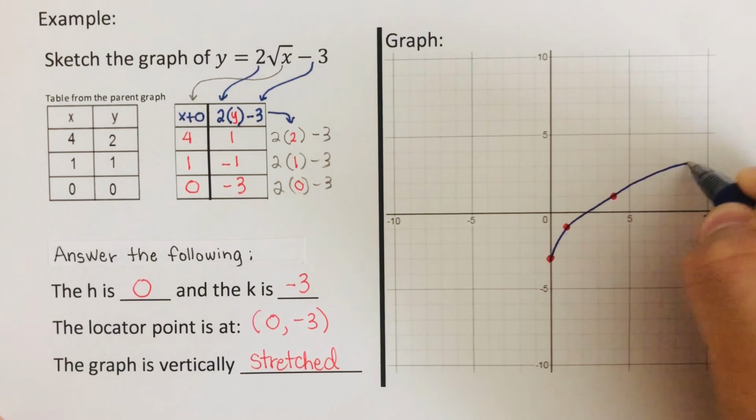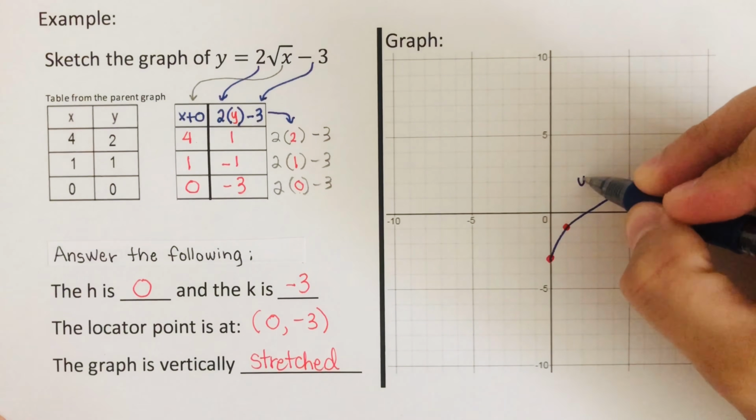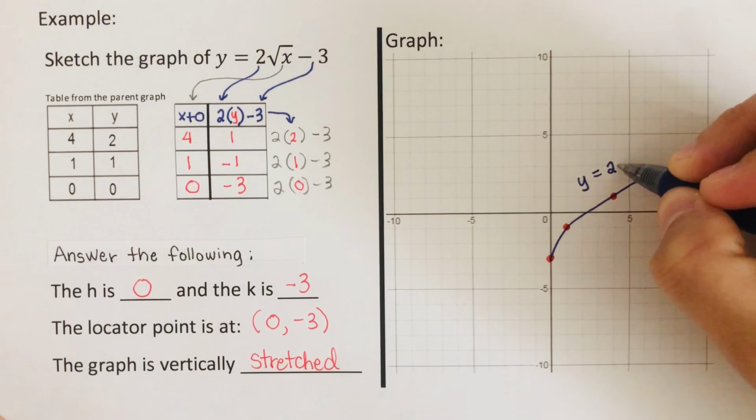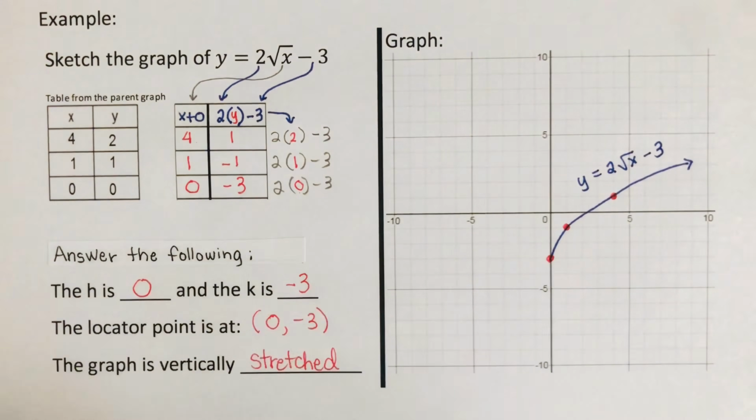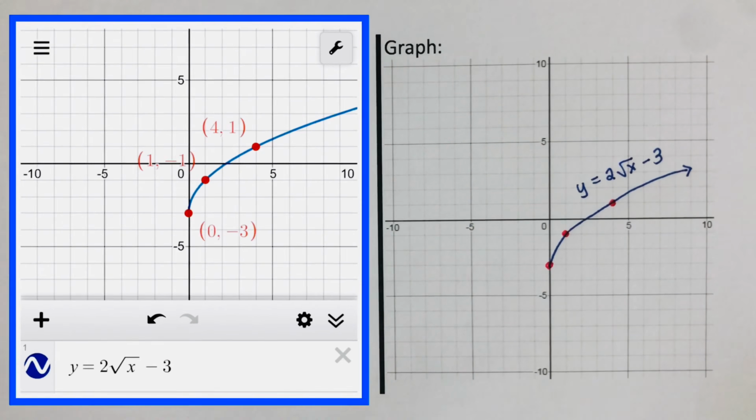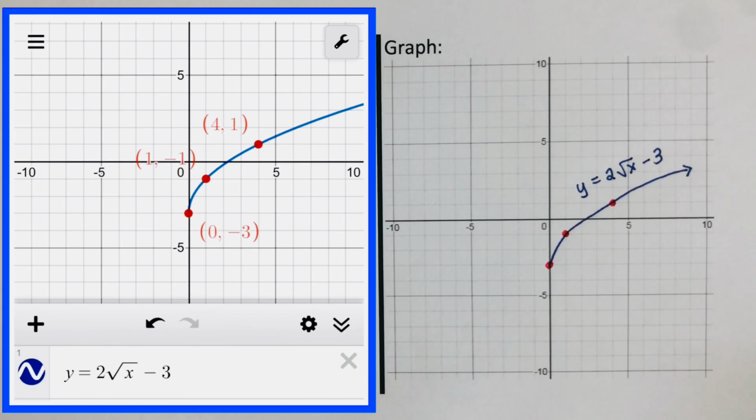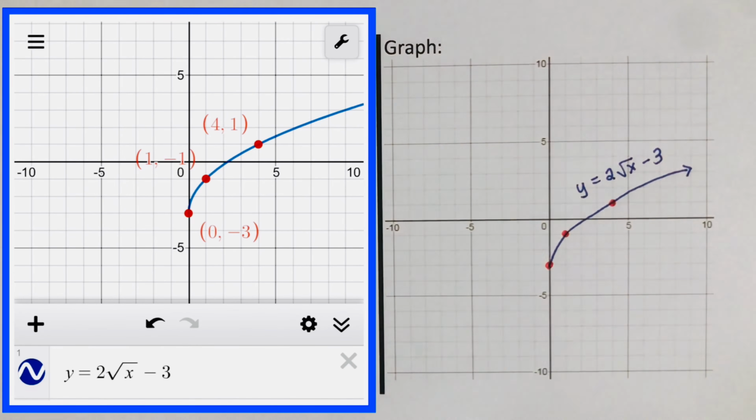I'm just going to write the graph right there, and I'm going to label this as y is equal to 2 square root of x minus 3. So this is the graph for this equation right here. You will see on the side the Desmos version for this graph, and you will see that these 3 points are actually part of the graph.